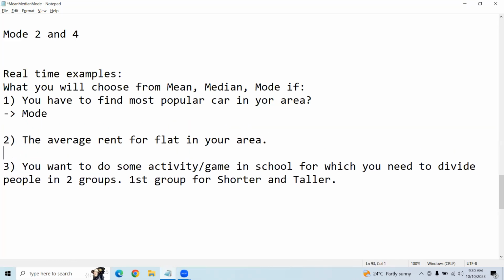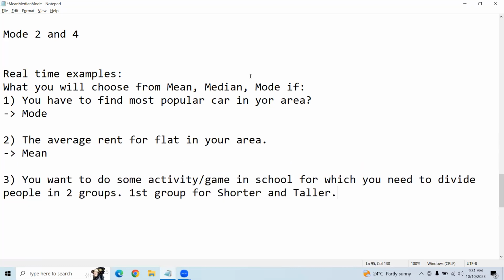Look at the second question. You have to find the average rent for a flat in your area. Then what will you do? You will try to take a list of 10, 20 flats which are on rent. You will do the sum of the rent that each individual flat is getting. And then you can divide that by the 20 values, because you are doing the sum for 20 numbers. So in this case, you are going for mean.